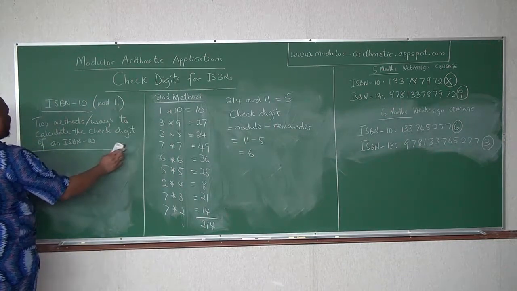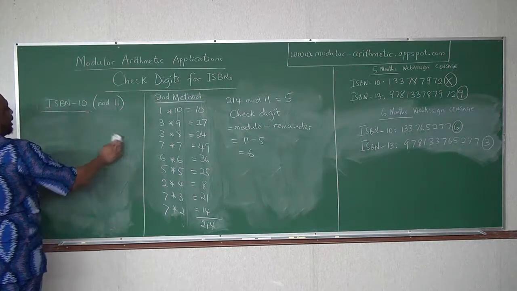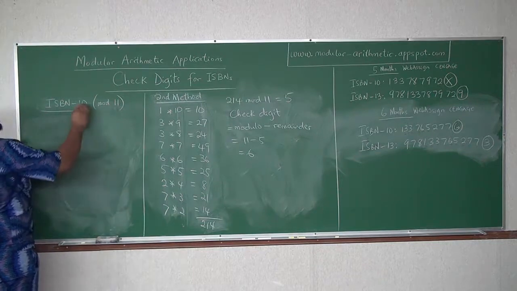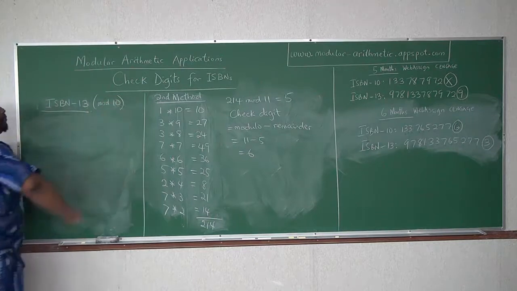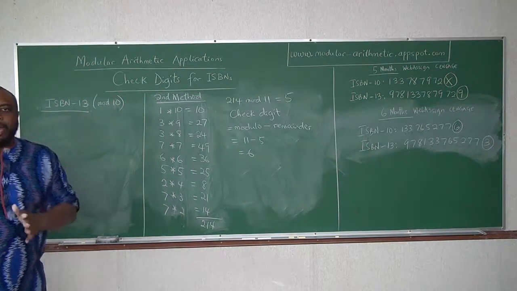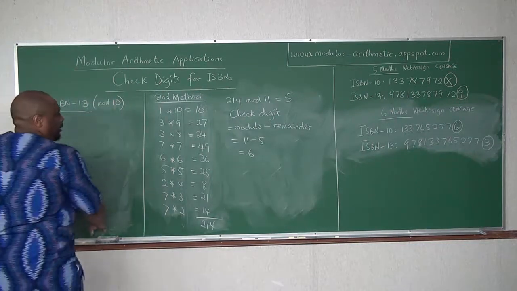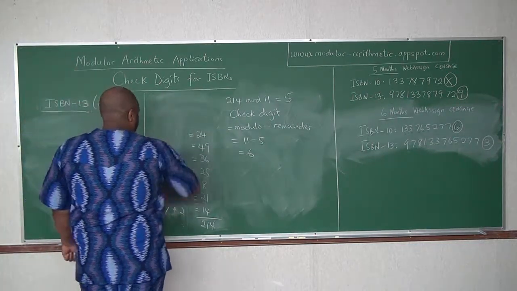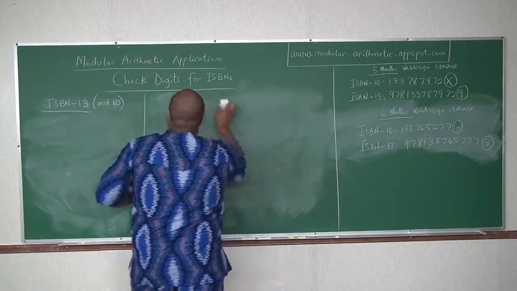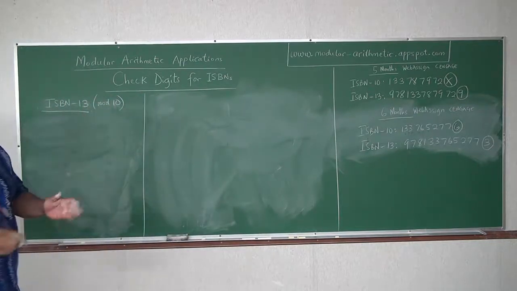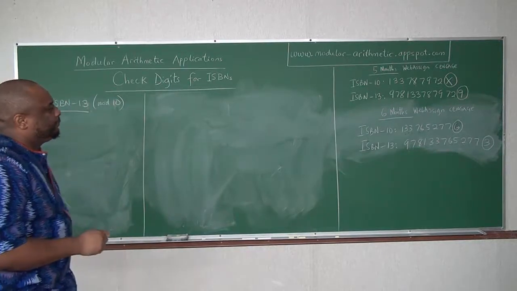Here we are just going for ISBN 13, and we shall just use one method for ISBN 13. ISBN 13 is in mod 10, so 0 through 9 are the allowable numbers for mod 10. So we just have one method for ISBN 13. Let's do it for both ISBNs.